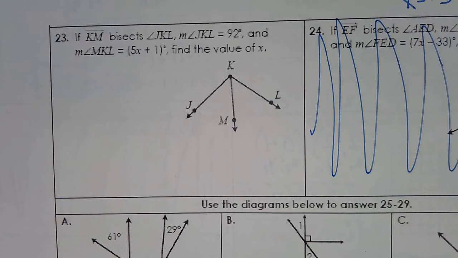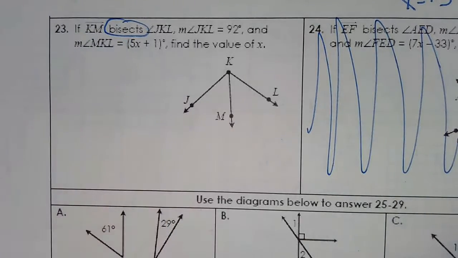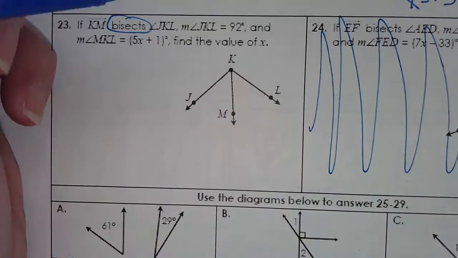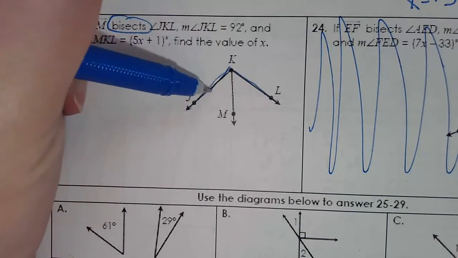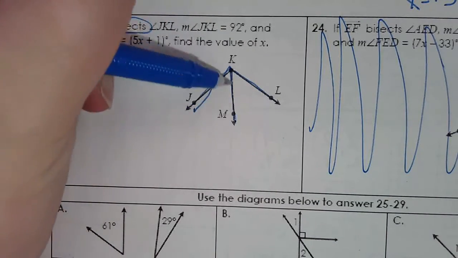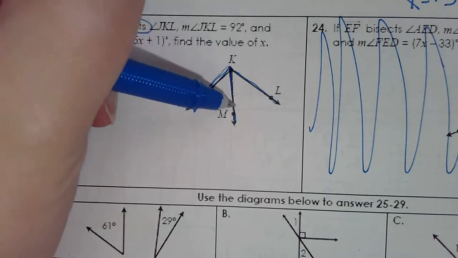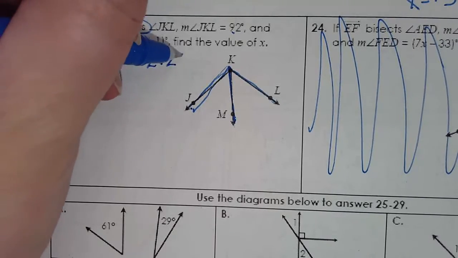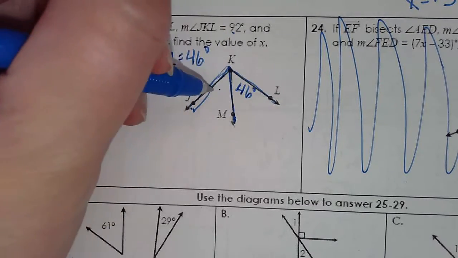The key word in 23 is bisect. You're going to look for that word. It's just like midpoint. The words bisect and midpoint are kind of the same thing, except midpoint is with a segment, and bisect is with an angle. And it says here that the measure of angle JKL is 92. If this is a bisector and this whole entire angle is 92, this bisector is cutting that 92-degree angle in half. So that means each of these little angles is 46 degrees.